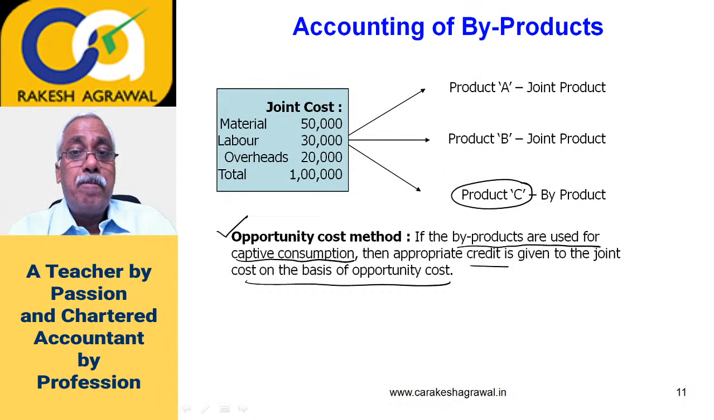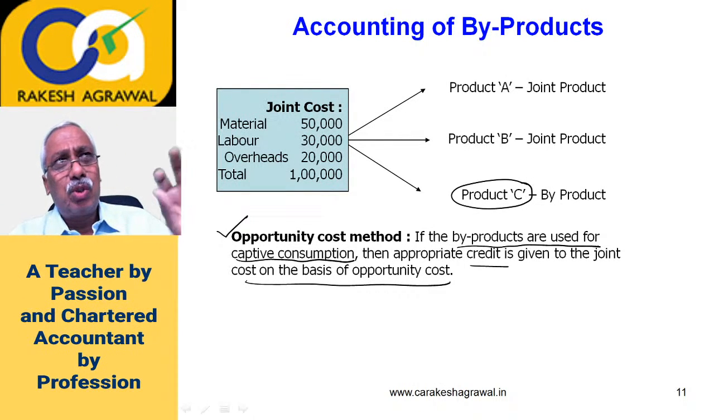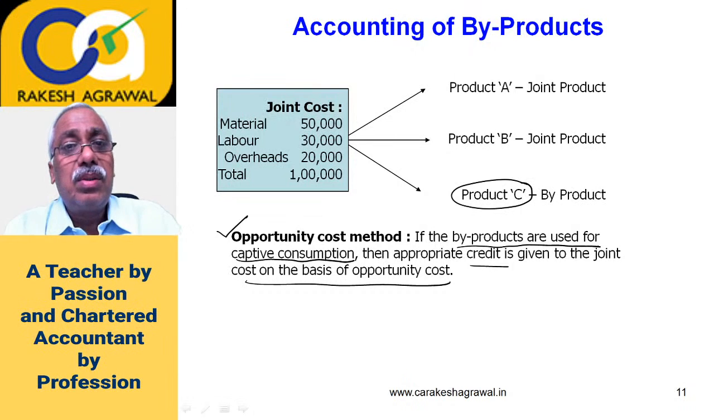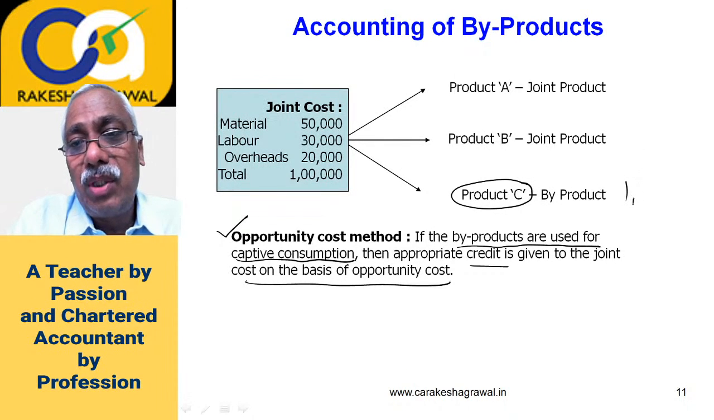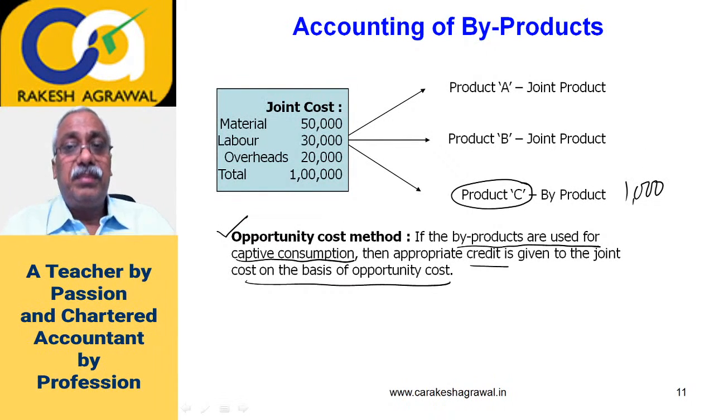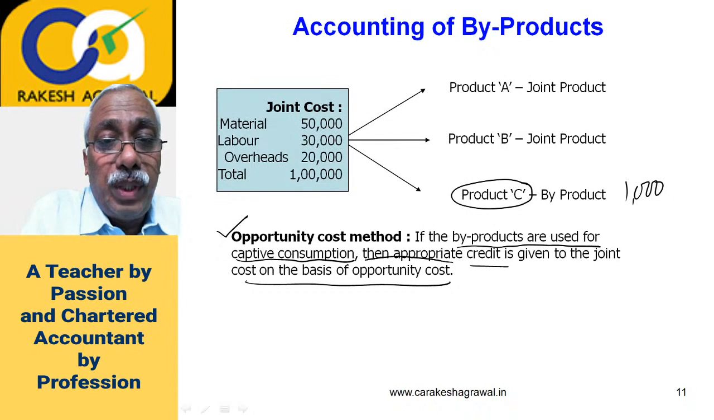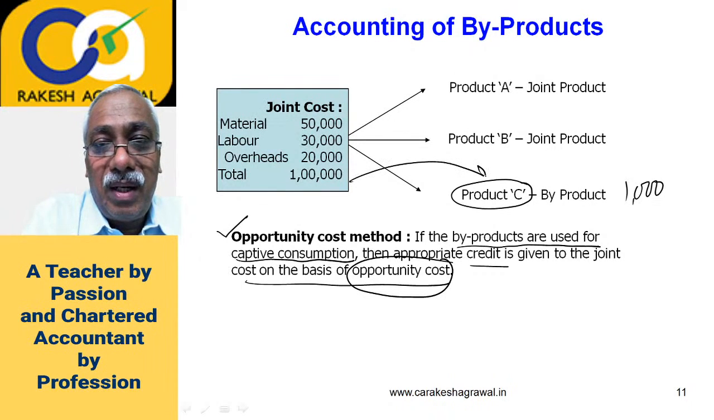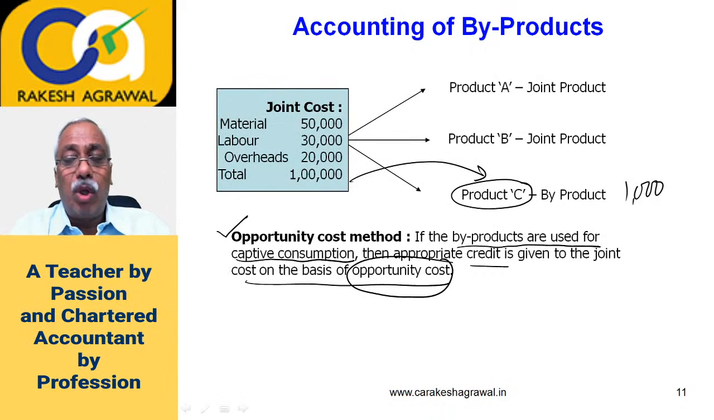So what we will be doing is, we will assume that if product C is sold in the market, how much money we would have got. If we sell product C, the byproduct, in the market, then how much money will we get? Suppose the market survey says that you would have got around 1000 rupees if you sell. But as you are not selling it but giving it to your own distillery, you are losing an opportunity to earn 1000 rupees from the market. This opportunity lost, 1000 rupees, will be treated as opportunity cost. It means the cost of product C will be treated as 1000 rupees. So out of 1 lakh, we will treat the cost of product C as 1000 rupees as an opportunity cost.